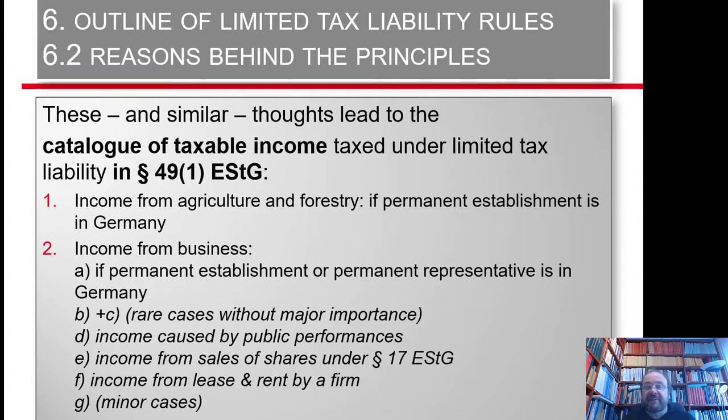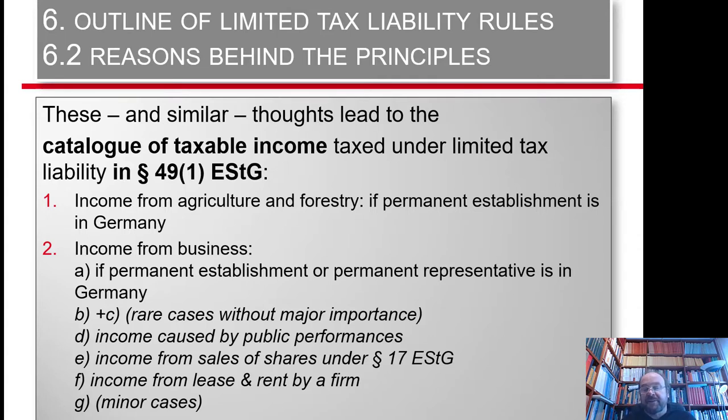D is something interesting: income caused by public performances by artists, entertainers, and similar people. The important thing is here that income must be a business income. Now, a foreign pop singer usually is an artist, so that would be income from self-employment. And that's always taxable, as we will see, if the self-employment is exercised in the inland.